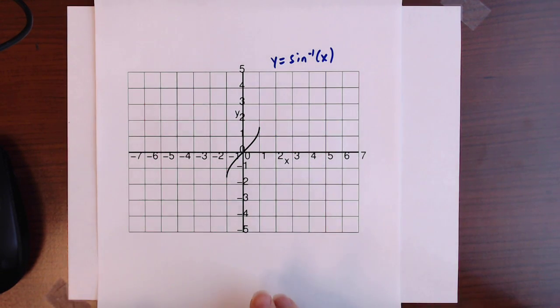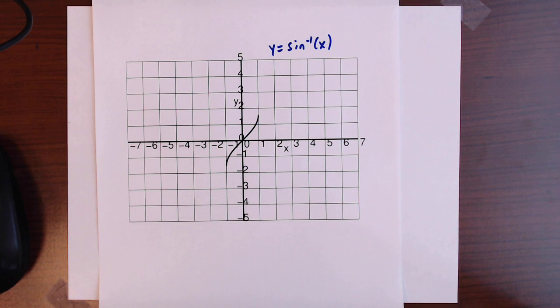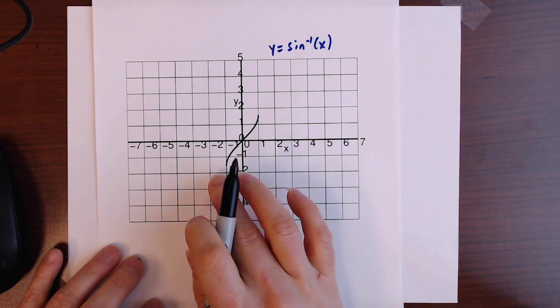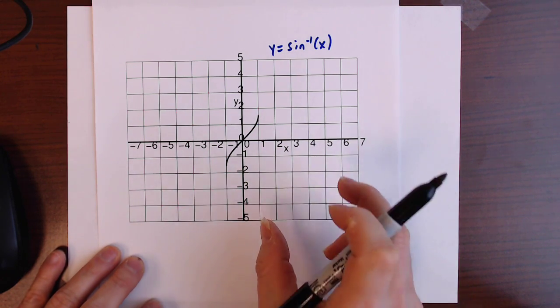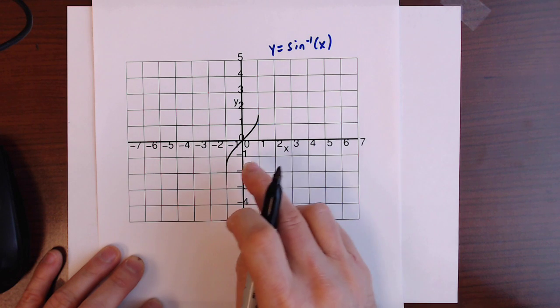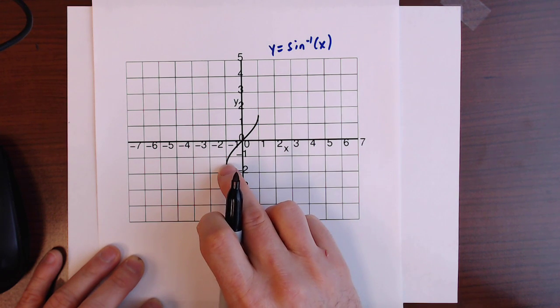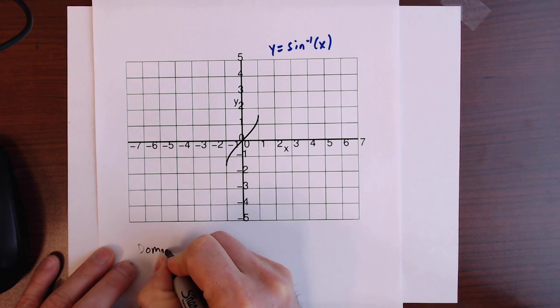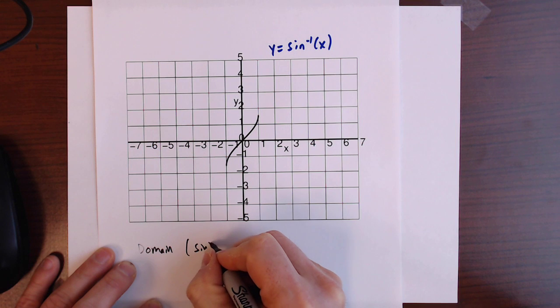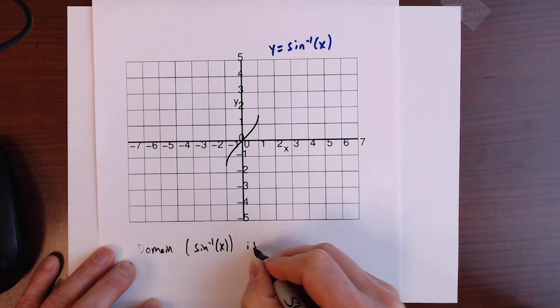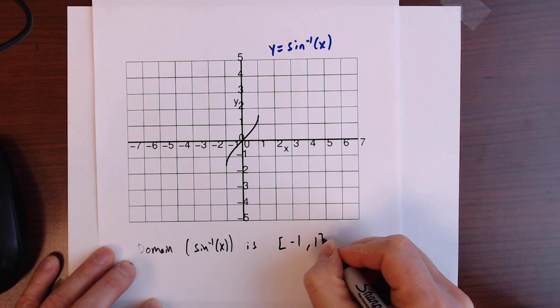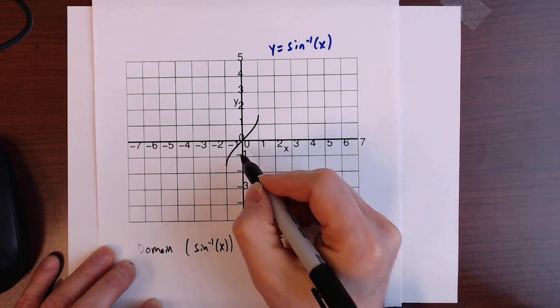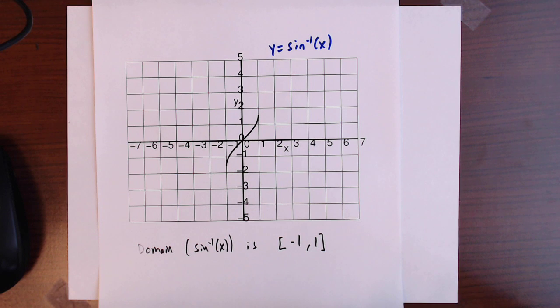All right, so next we need to talk about the domain and range of the inverse sine. So the domain is the set of all x values that this function can take. And if you look at this clearly, this is between -1 and +1 on the x-axis. So I would say the domain of sine inverse of x is the set from -1 to 1. I'm using square brackets here because these are included. We can compute the inverse sine of -1 and the inverse sine of 1.